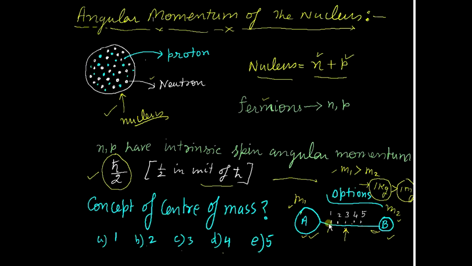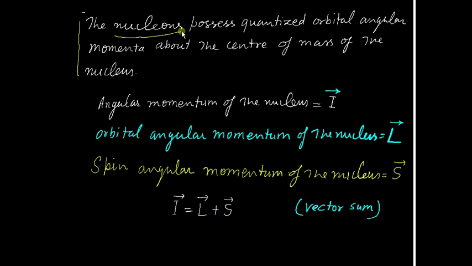Here A is heavier as compared to B, so the center of mass will be towards the heavier object. The answer is A. I am not going into the mathematical formulation, but conceptually the center of mass will be towards the heavier object. The nucleons possess quantized orbital angular momenta about the center of mass of the nucleus.